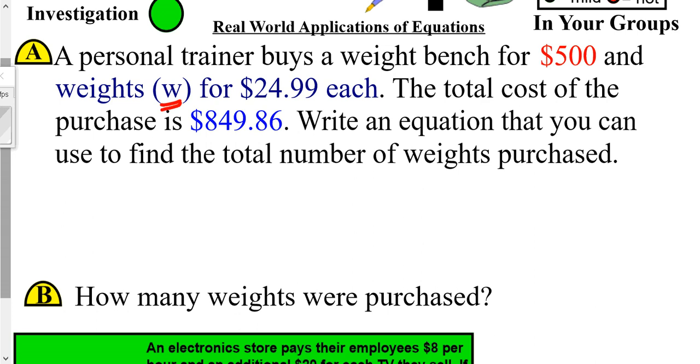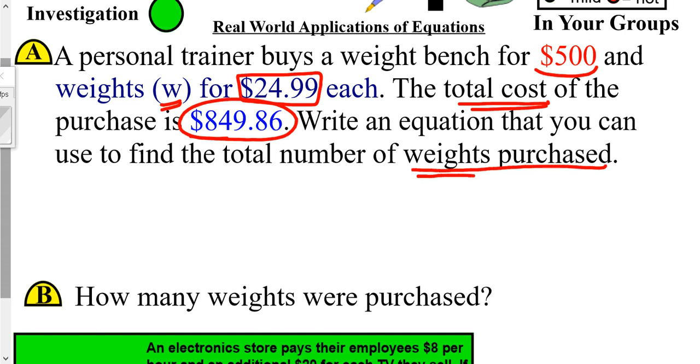You're going to write an equation that you can use to find the total number of weights that were purchased. Looking at the problem, we see that they told us the weight bench was 500. They also told us the total cost was $849.86. The weights are $24.99 each, but we don't know how many weights we purchased. That is what you are trying to find by setting up your equation. I'll have you pause the video now, make an attempt.